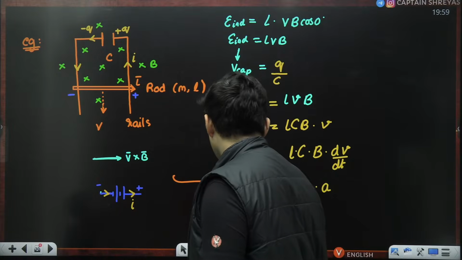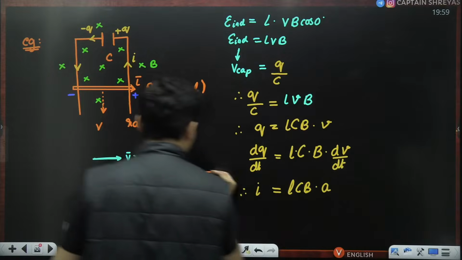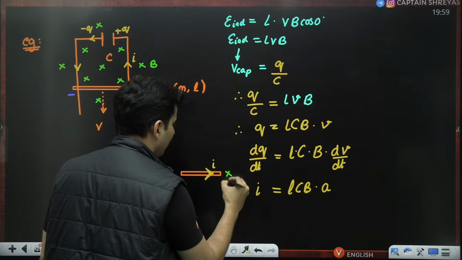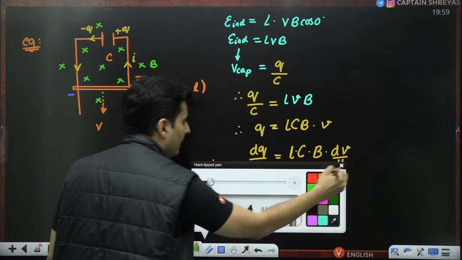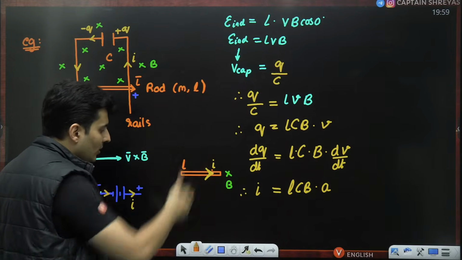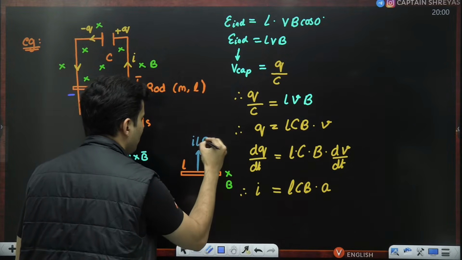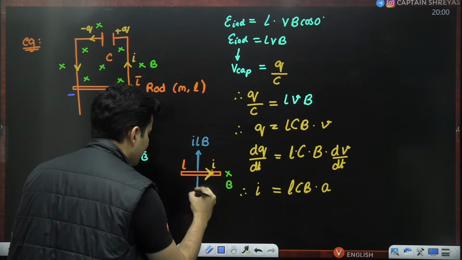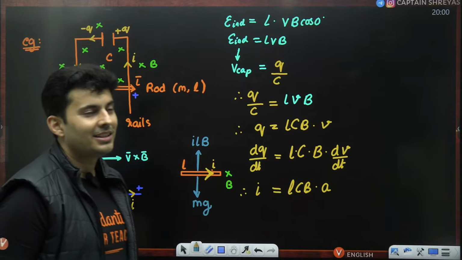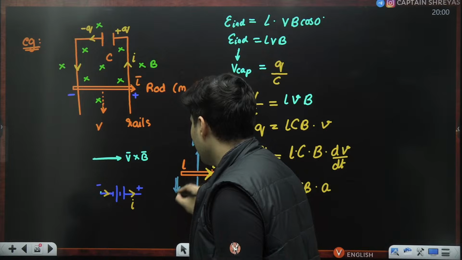If there is a current carrying conductor, it experiences force. And if this is the current direction, and this is the magnetic field direction, I L cross B goes up. Oh, so there is a force of ILB like this, and there is mg force downwards like this. ILB up, mg down, and as a result of both of them it is accelerating downwards.